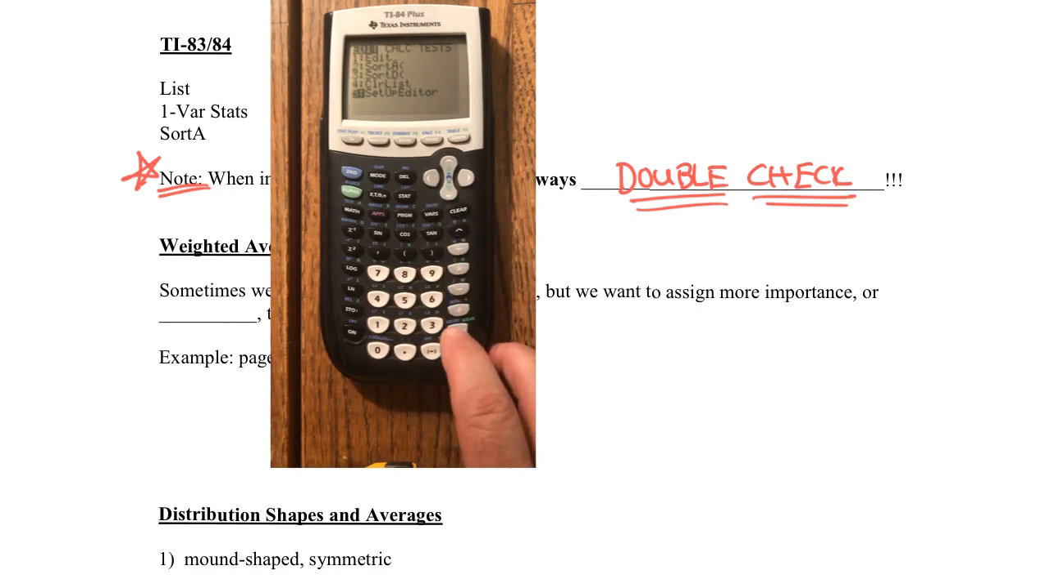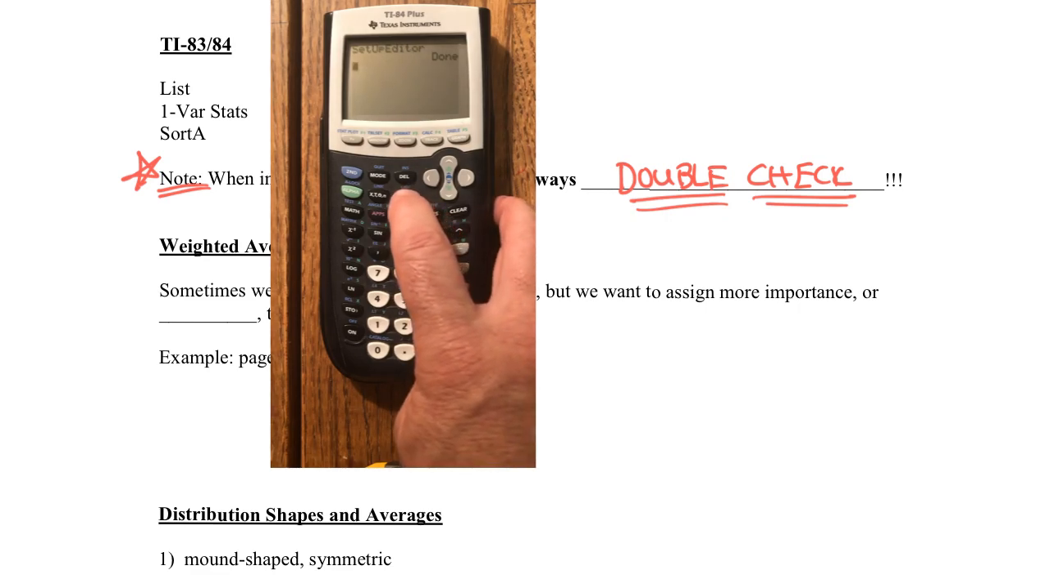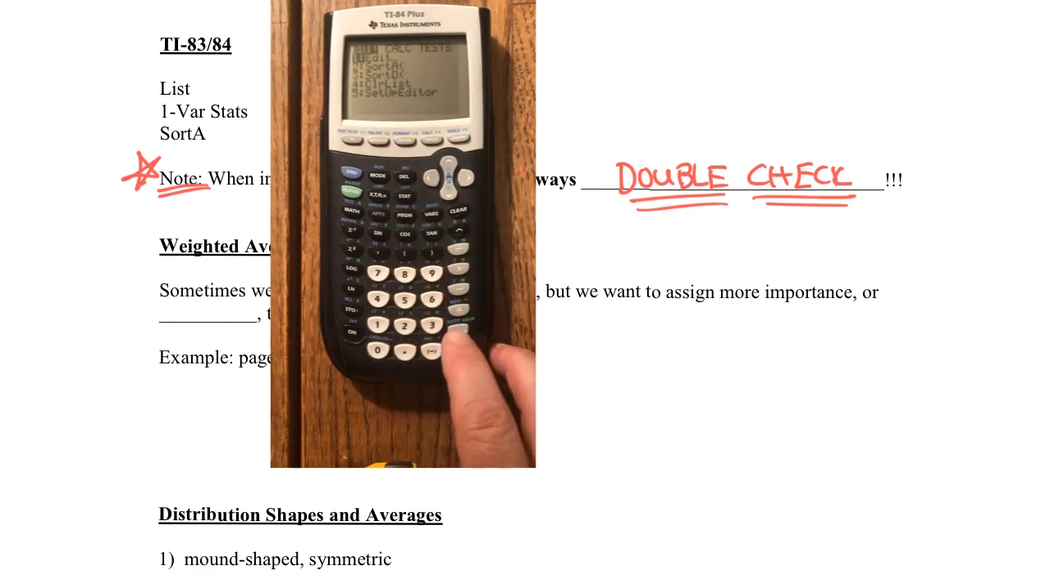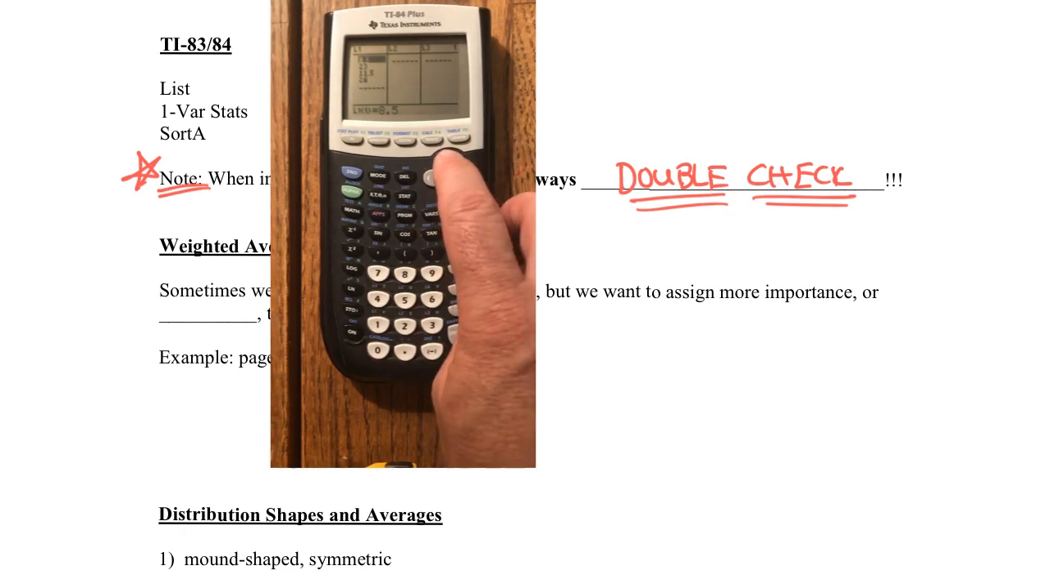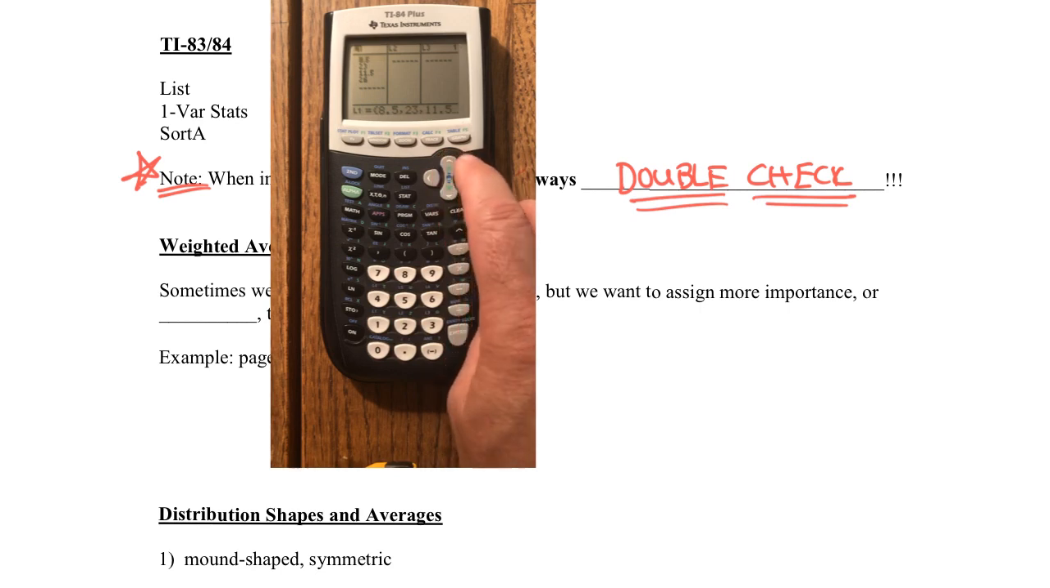Just hit Enter, and it says done. Then when you go back to Stat again, Edit, it's back. So what I want to do is get rid of those values, so I'm just going to go up to list 1, and I'm not going to hit delete, I'm going to hit clear. And then either down arrow or enter. Either one works. So that clears them out.